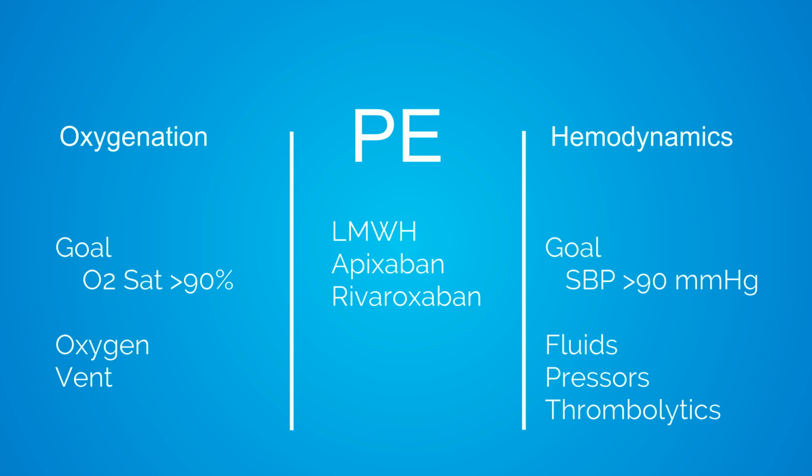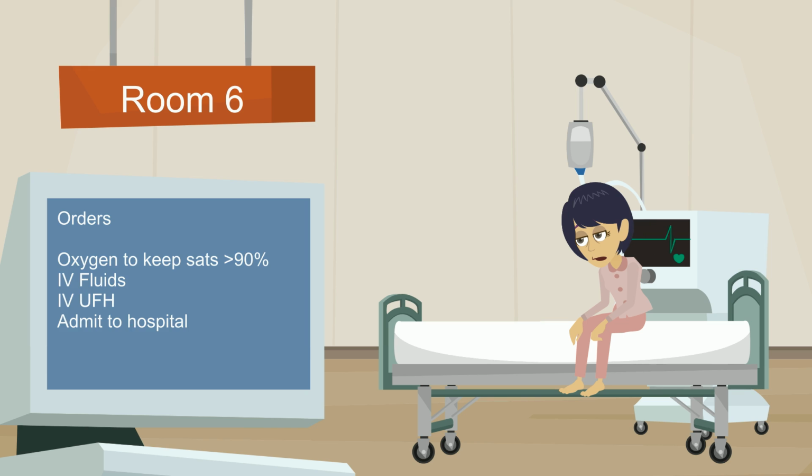For the treatment of the pulmonary embolism, we can start low molecular weight heparin, Apixaban, or Rivaroxaban. You could also consider intravenous unfractionated heparin. And in patients with contraindications to anticoagulation, you could consider an inferior vena cava filter. Let's put in some initial orders. We'll give the patient supplemental oxygen, intravenous fluids, and intravenous unfractionated heparin on an anticoagulation protocol.